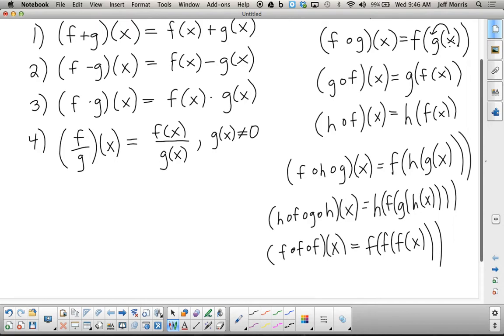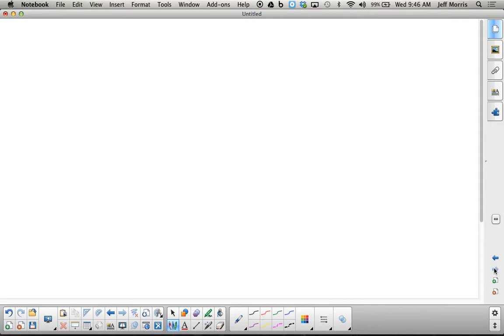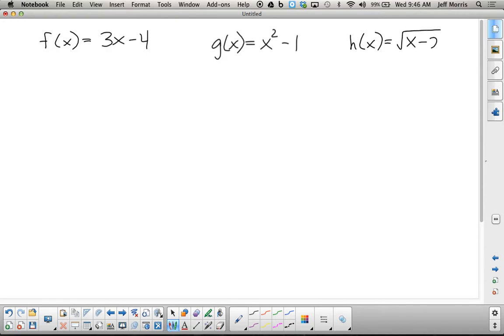All right, let's do a couple examples, and then I have a couple I want you to try. Let's go f of x. Write this down: 3x minus 4. Let g of x equal x squared minus 1. And let h of x equal the square root of x minus 2. Okay? Let's start with just f of g of x. Start with that one together. We'll do a couple of these.